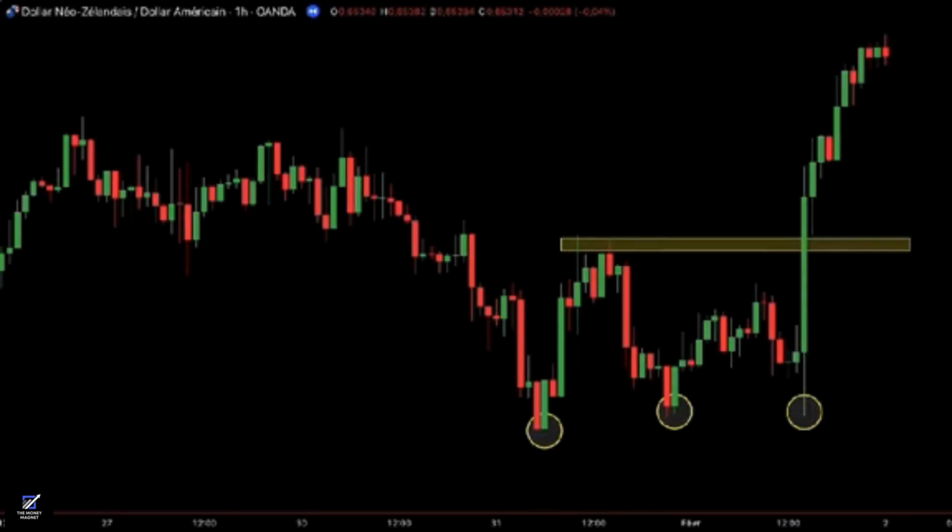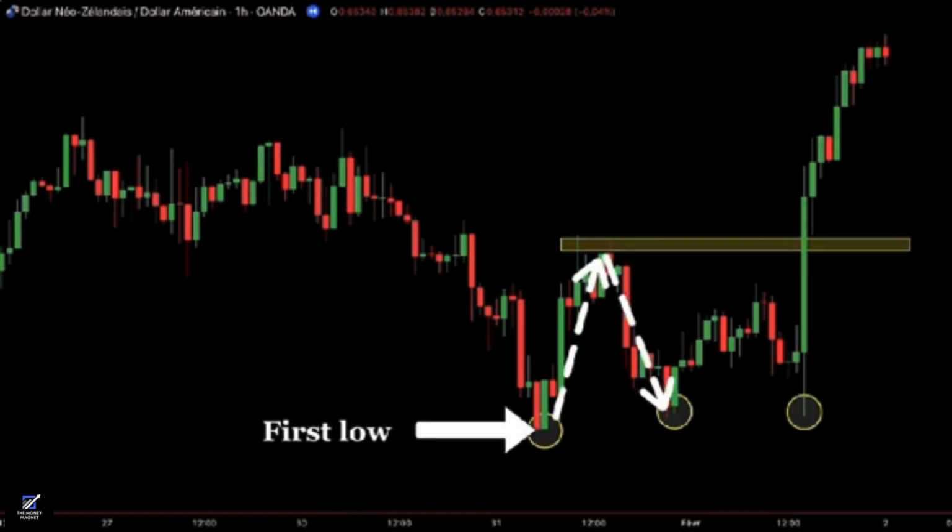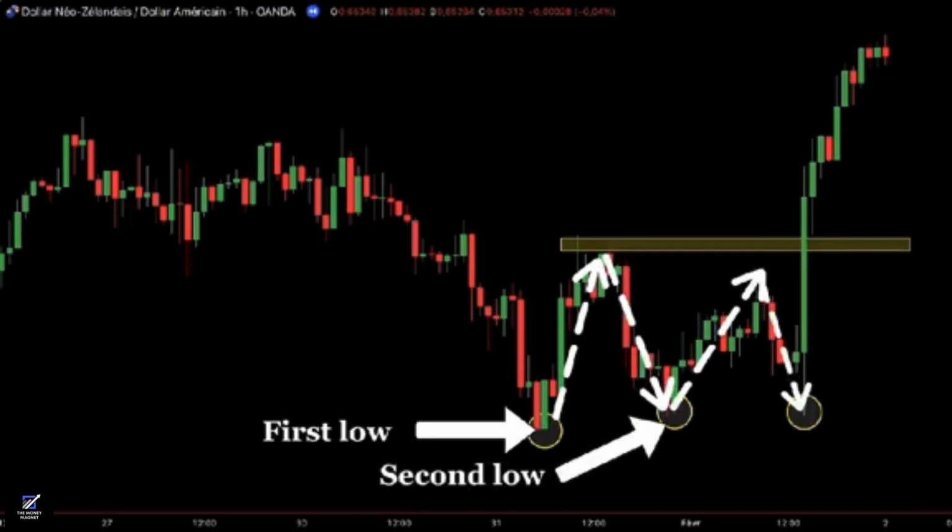A valid triple bottom consists of four key parts. First low, price moves down and hits a support level. Pullback, price bounces up but then comes back down for another test. Second low, price reaches the same support level but fails to break below. Third low, price makes one final attempt to break support but fails again, confirming buyer dominance.